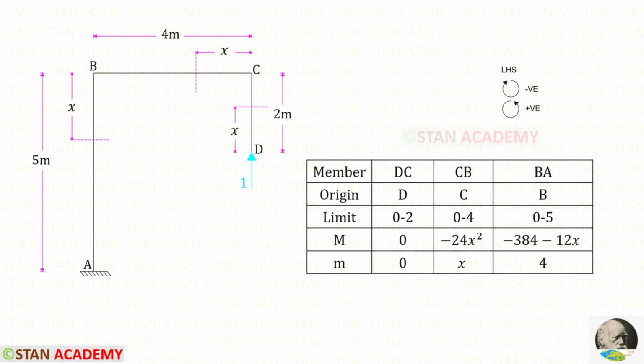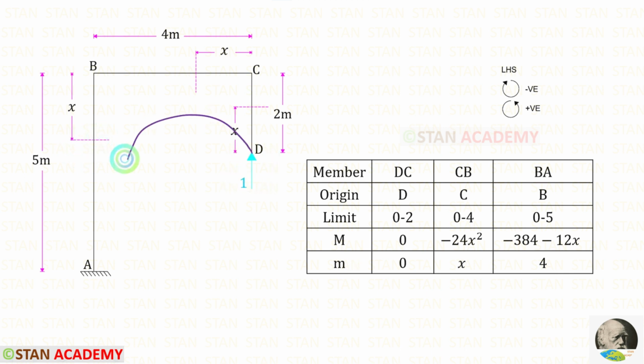Let us find the moment in CB. The unit load is acting in the anticlockwise direction, so it will be positive, and the distance is x. 1 into x, it will be x. Let us find the moment in BA. Up to this section, we have only the unit load.